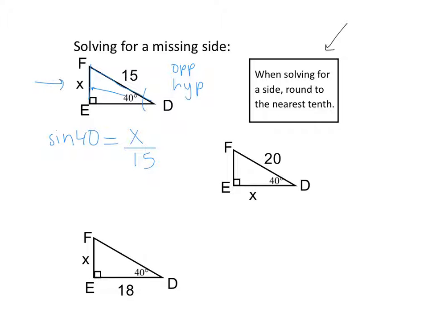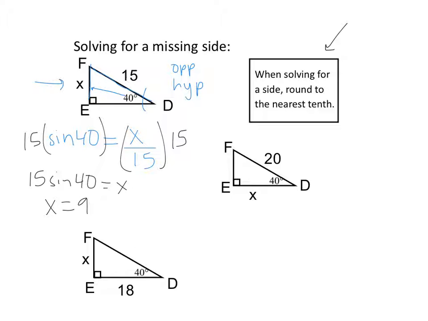This is just a one-step equation. So I would multiply to get rid of 15 in the denominator. If I multiply by 15, I have to do that to both sides. Then in my calculator, I will type in 15, the sine button, 40, and hit equals, and you should get, rounded to the nearest tenth, x equals 9.6.